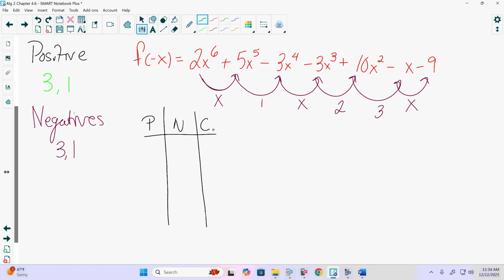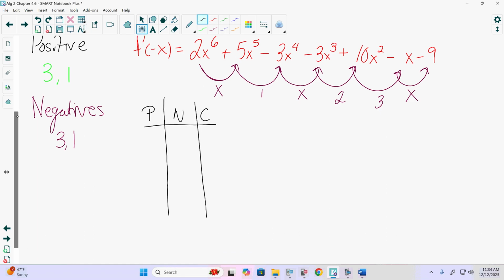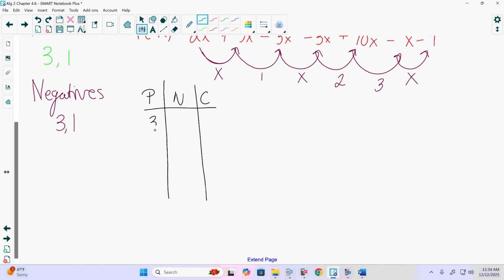Positive, negative, complex. Really what this table is giving us is arranging every possible combination of our positive solution numbers, 3 and 1, with the possible number of negative solutions, 3 and 1, and we fill in the complex for the missing solutions that we should have. So across each row of this here, we should have a total of 6.